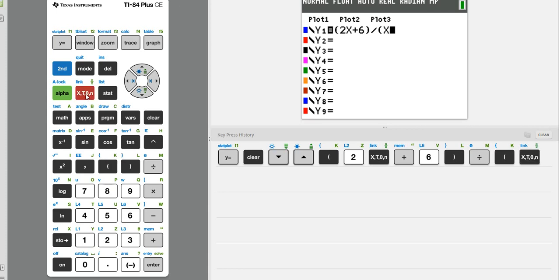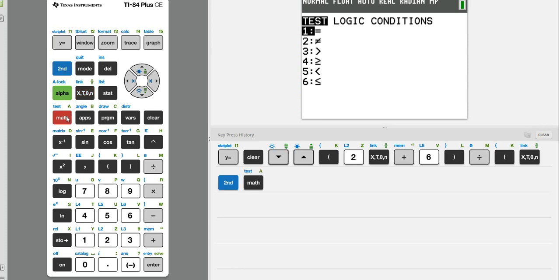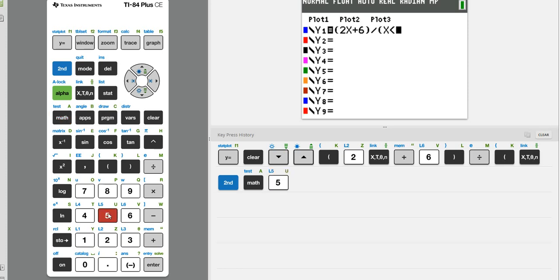Now here's why they pay me the big bucks, because I know where the less than key is, right? So where do you find that less than key? You're going to hit the second key, then the math key, 2 keys down below that. That gives you your test. And now you've got all these logical operators. So I want second and then math. It's right here. You can see it. It's in red on my second and then math. X is less than -1, parentheses.